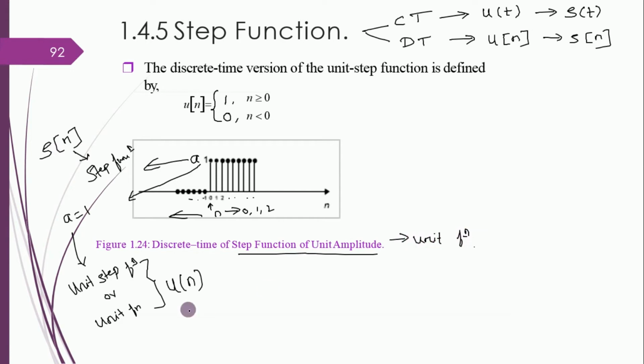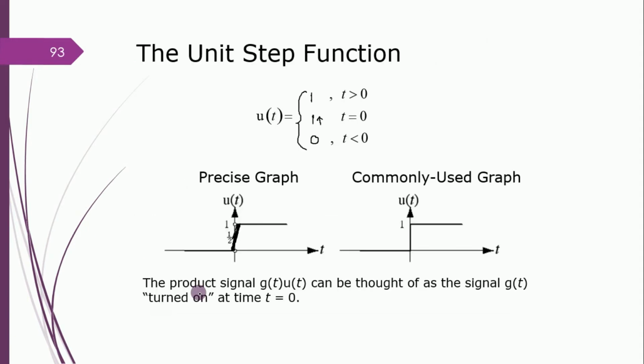Similarly, for continuous time, if you want to analyze, the signal looks like this. U of t is equal to 1 for any value of t greater than or equal to 0, and it is equal to 0 for any value of t less than 0. So here the meaning is, at t equal to 0, it is taking a step. That's why I have separated t greater than 0 and t equal to 0. So, precise graph and commonly used graph. Just don't confuse between these two things.